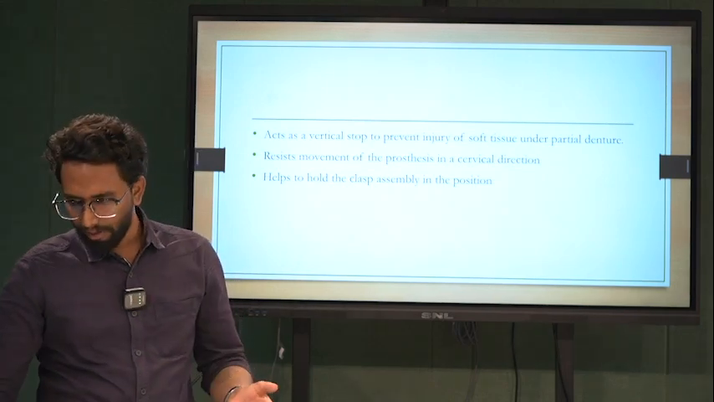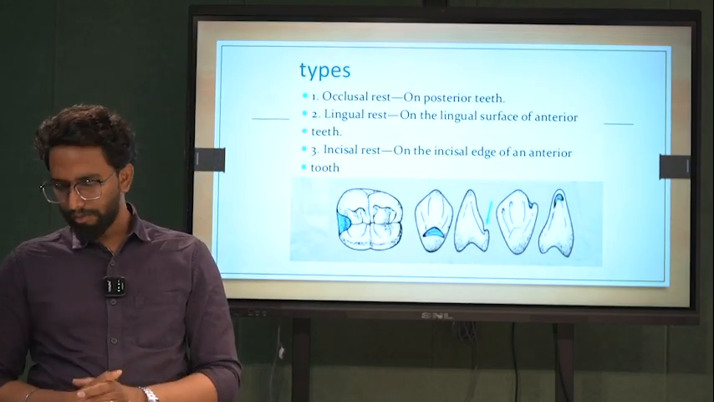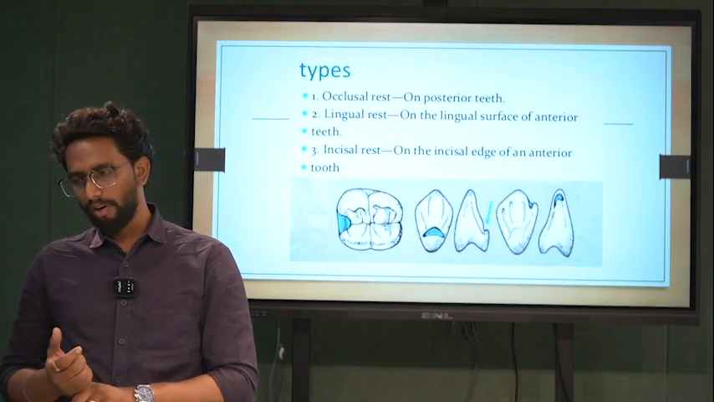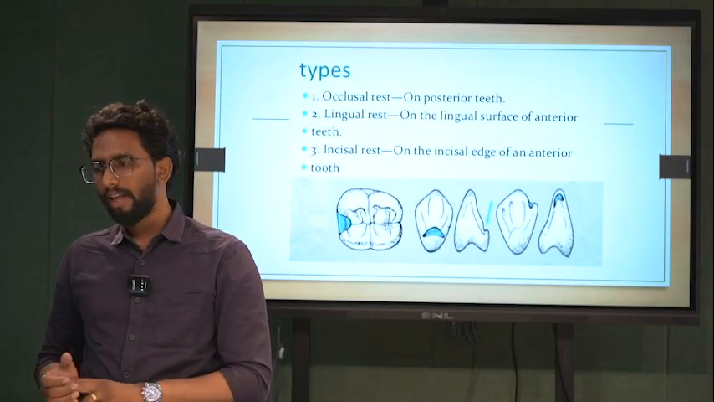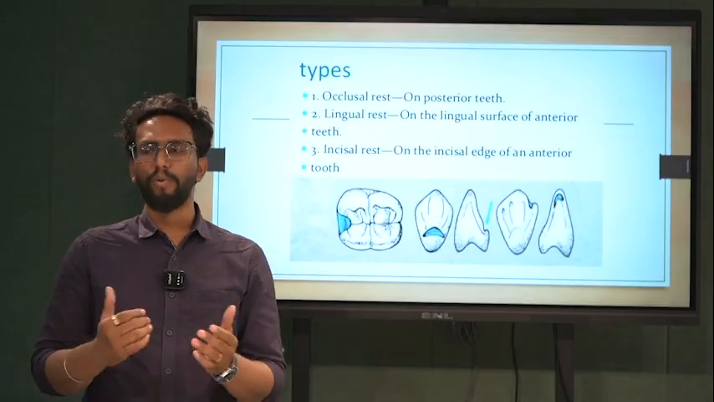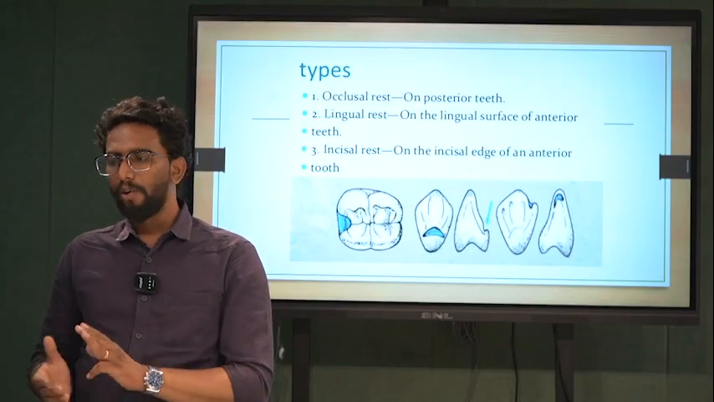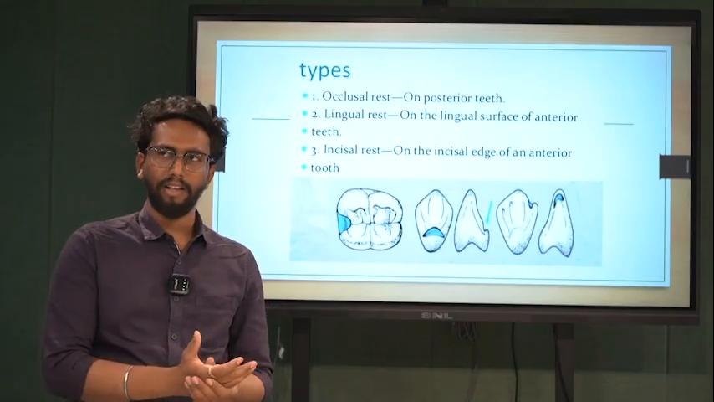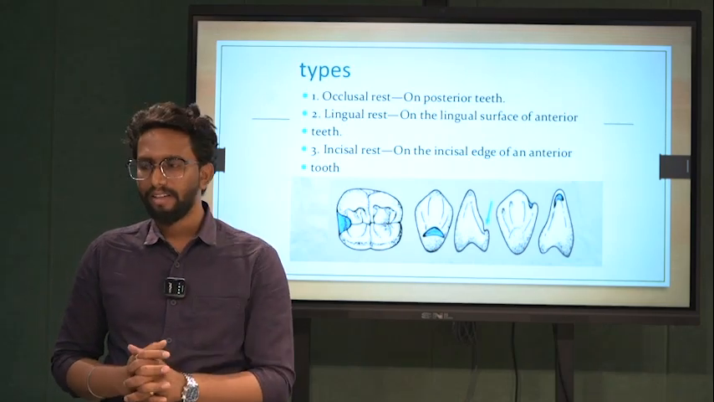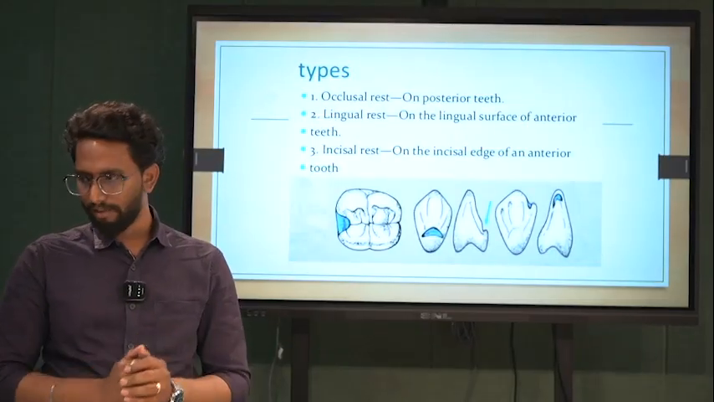There are three types of rest in the RPD. One is the occlusal rest, second is the lingual rest, and third is the incisal rest. Occlusal rests are given on the posterior teeth like premolars and molars. Lingual rests are given on the anterior teeth like incisors and the canine, and incisal rests are given on the incisal edges of the anterior teeth.